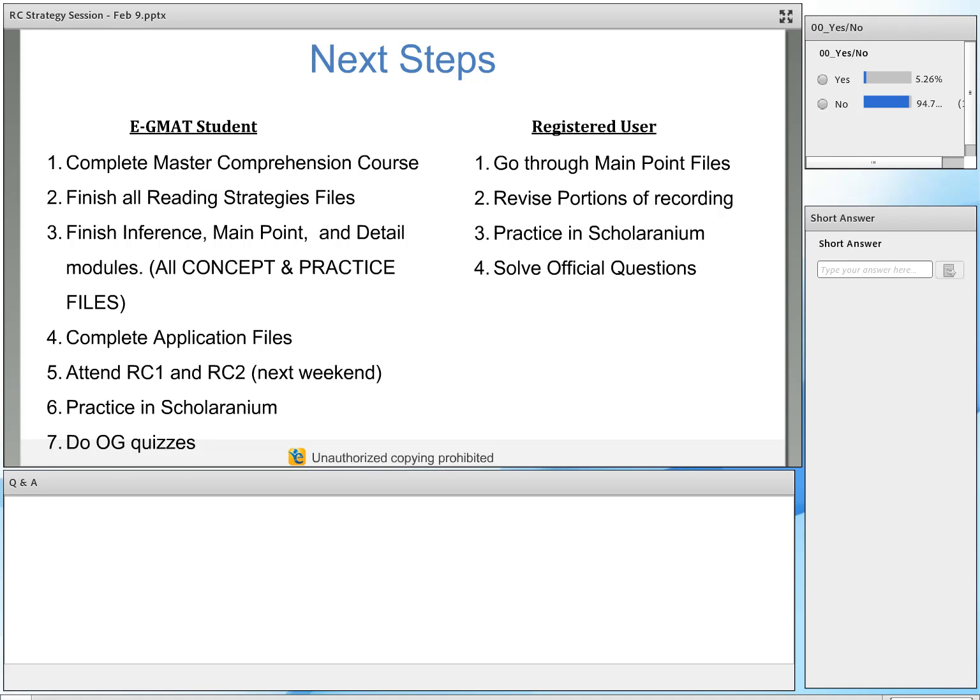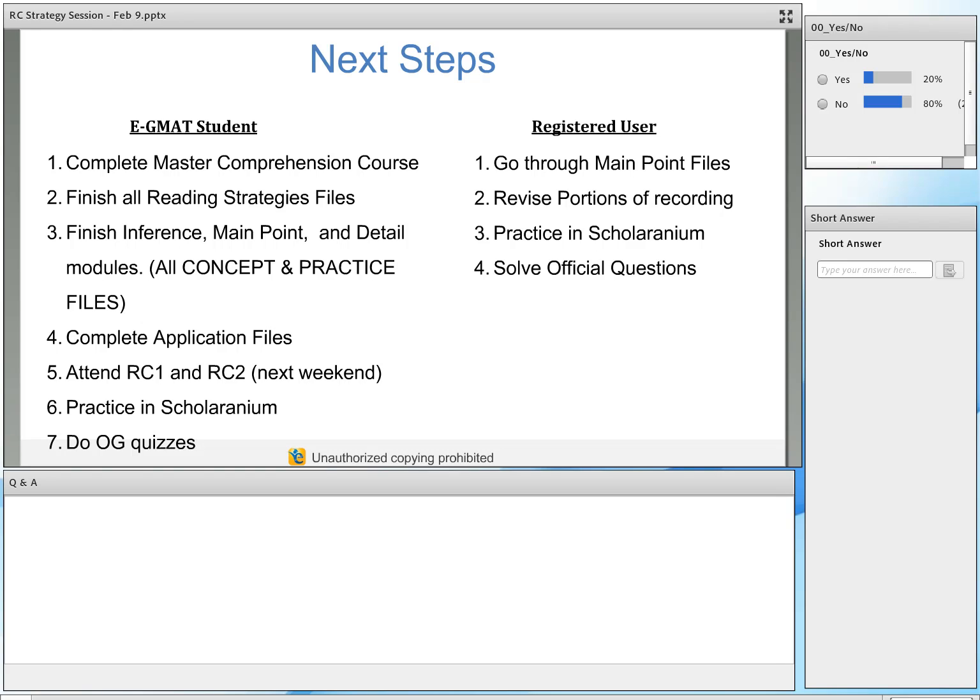All right. So the next steps that I would recommend is for e-GMAT students, complete the Master Comprehension course, finish all the reading strategies files, finish all the question related files, complete the application files, and then attend the RC1 and RC2 sessions. Okay. Practice in Scholarium and do the OG quizzes.